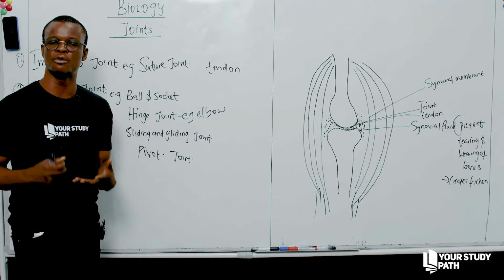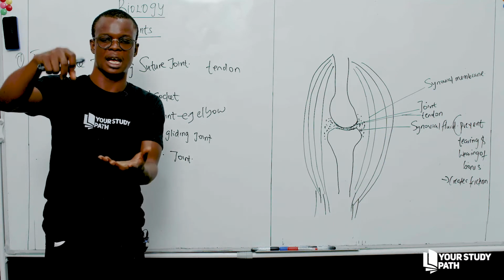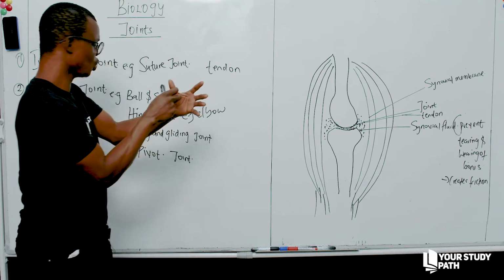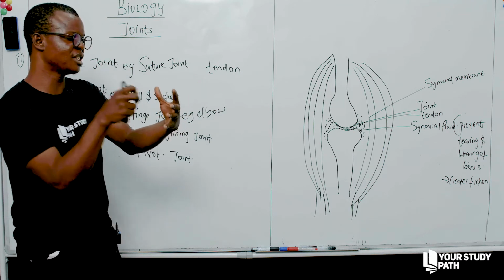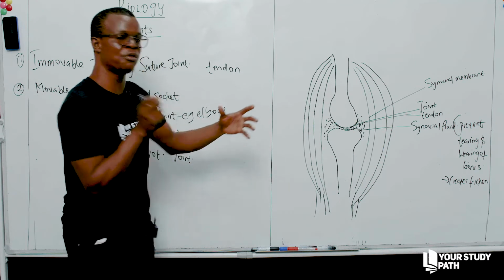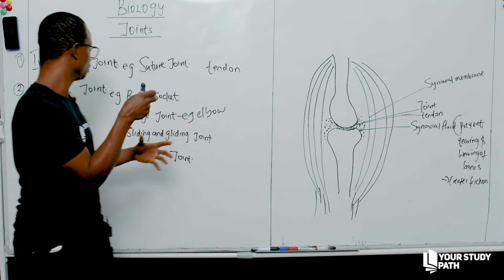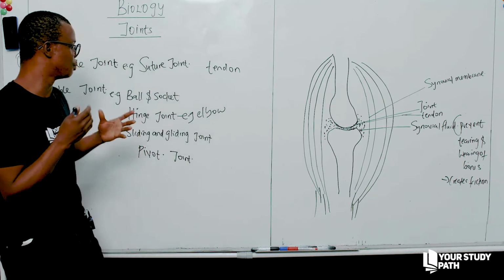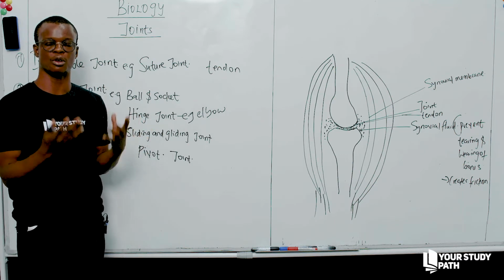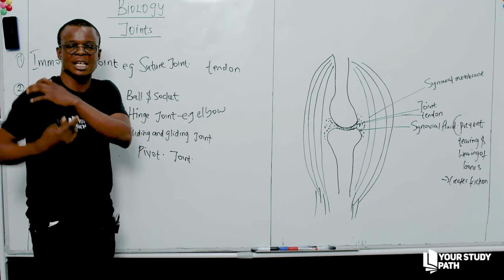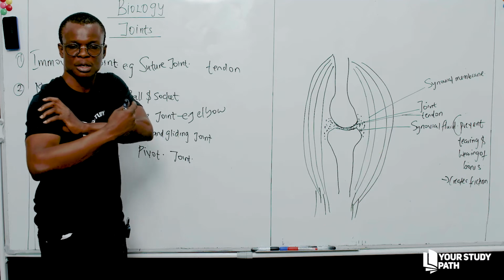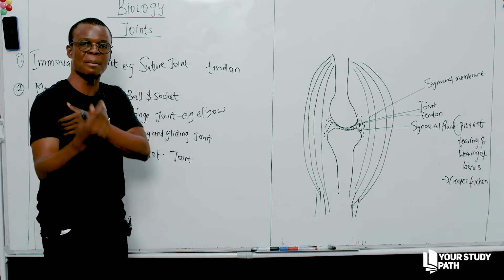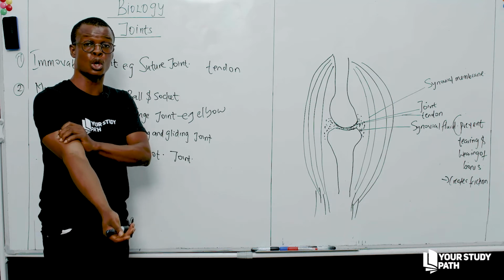It's just like when you fix a plug into a socket in a house. Whatever you fix inside is like the ball, and it fixes inside the socket region. So that is ball and socket. A good example of a ball and socket joint is located at the humerus here, attached to the scapular region of the upper arm. Remember that this upper arm here is called the humerus.